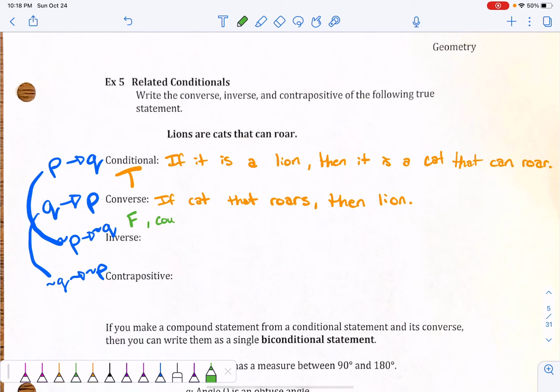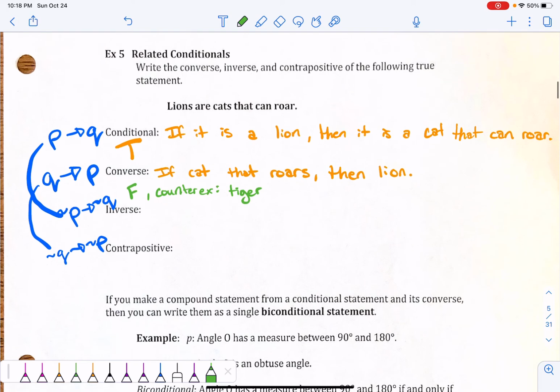So I'm going to say a counter example. Counter example could be a tiger or any other cat that can roar that's not a lion, right? That's false. If it is a cat that can roar, that doesn't necessarily mean it's always a lion. So that's false, okay? Now, it won't always be the case that these two will be opposites from each other. They both might be true, right? But if one is true, that doesn't always mean that the other one is false. So don't think that that's the thing.